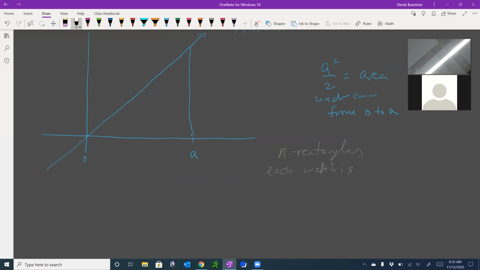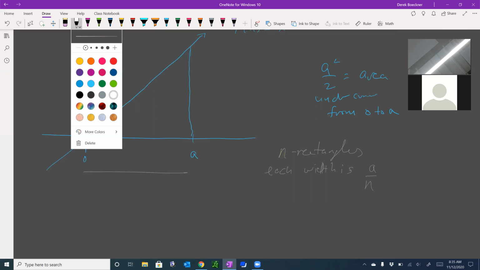A over n, right? The total width is a, so if I want to break it up into n pieces, I'm just going to divide it by n, and each piece is going to be a over n wide. I'm going to make that a little bit bigger.